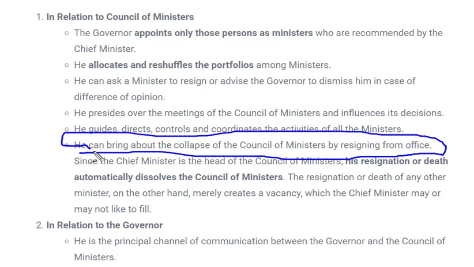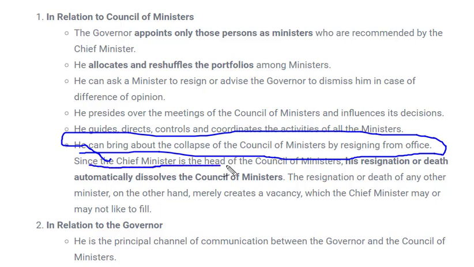Here it is an important point, what it is saying. It is saying that if there is a council of ministers and they make a group, in that case the chief minister can collapse the council of ministers. That means those ministers will no more be in power just by his resigning from office. If the chief minister resigns, then every member of the council of ministers will be collapsed. A new council of ministers has to be formed in that case after formation of a new state government.